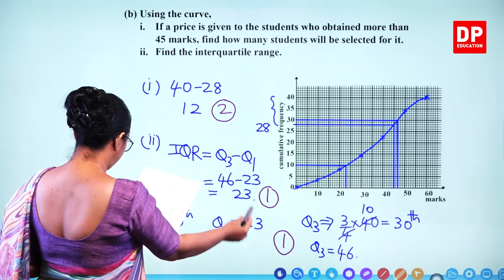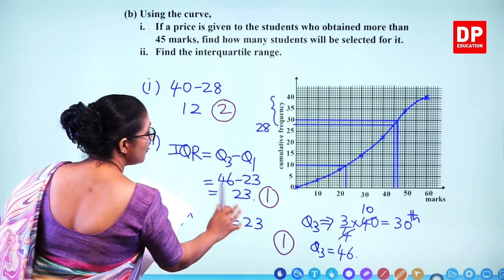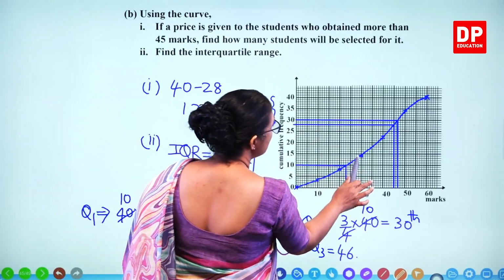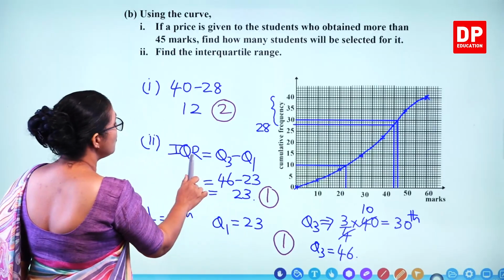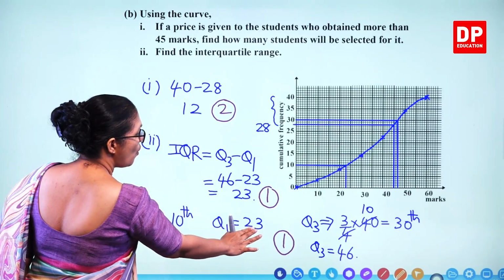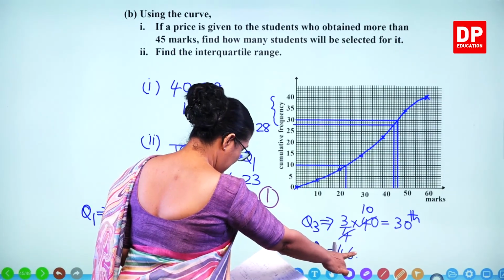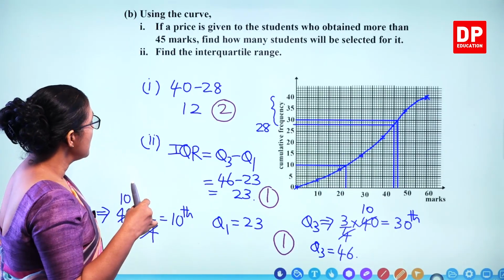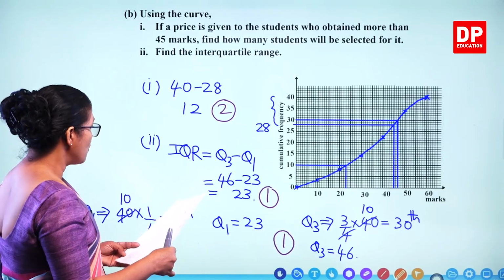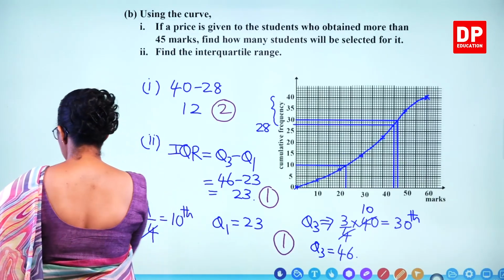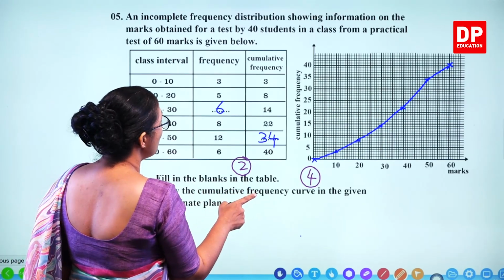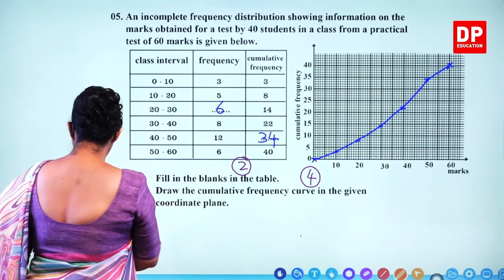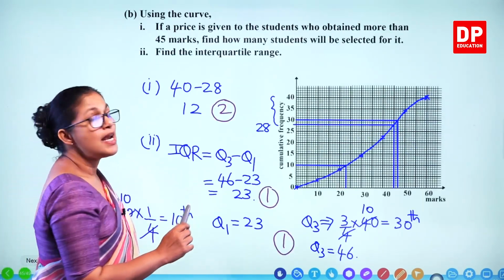So here you can get marks plus or minus 1. My diagram is not clear, so you can get here 24 and 47. And when you take the difference, you get the same value, 23. So 4 marks here, and 4, 8 plus 2, 10 marks. So that's the last question in paper 1.